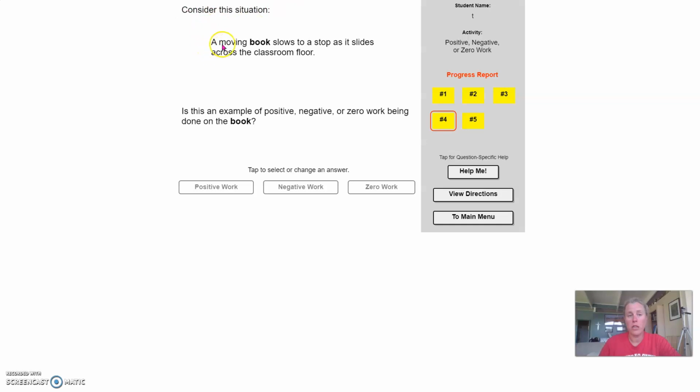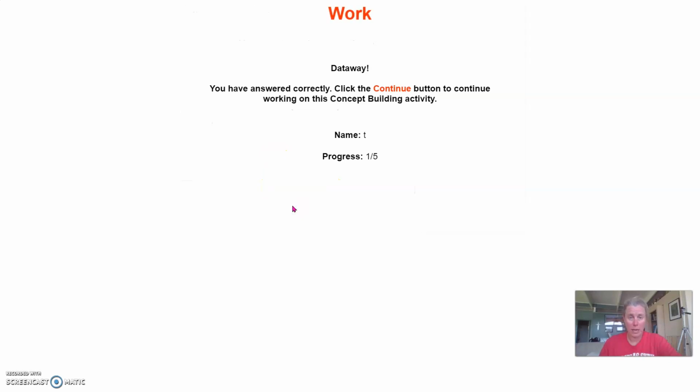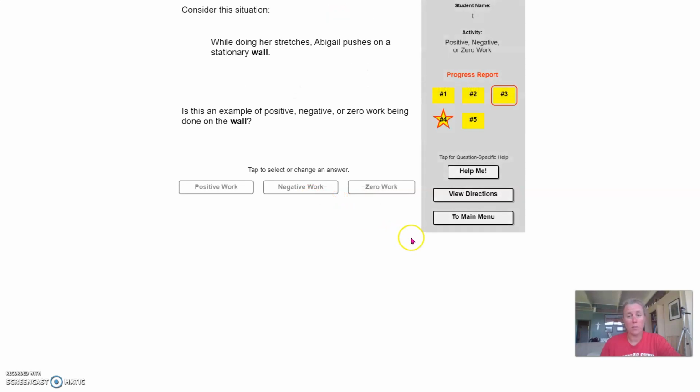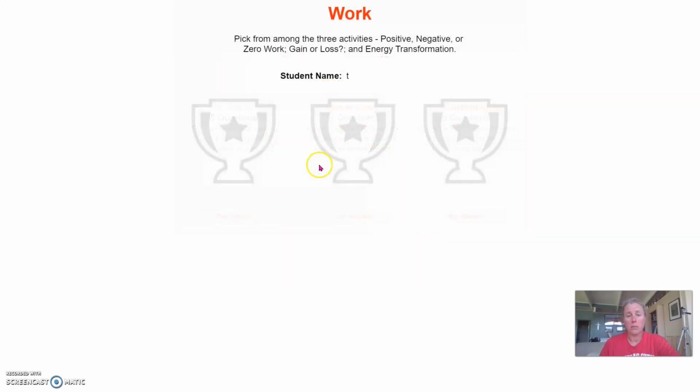Consider the situation. A moving book slows to a stop as it slides across the room. So as it slows, that means my kinetic energy is decreasing. It's level, so I don't have to worry about potential, but that means my energy is being transferred out of the system, I'll say negative work, and it's being transferred out by friction over that distance, right? So that's this section on work, positive, negative, or maybe there's zero work, okay? So we'll go to the main menu.